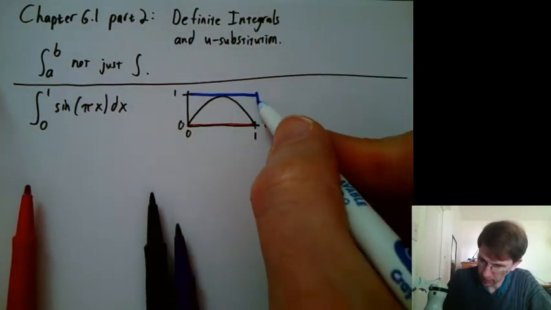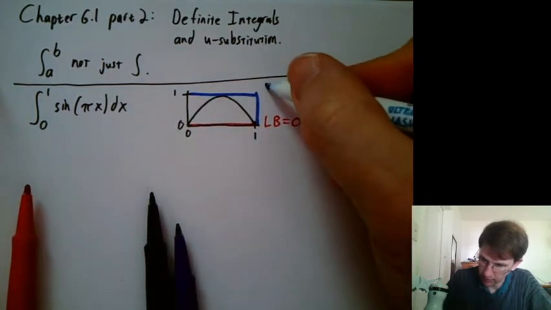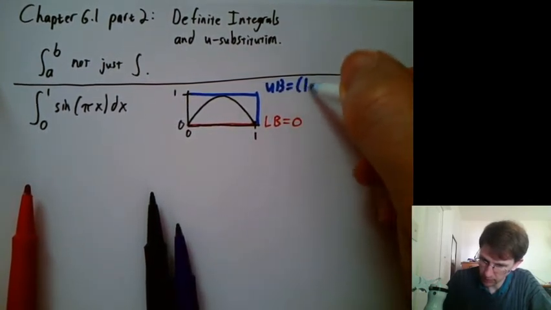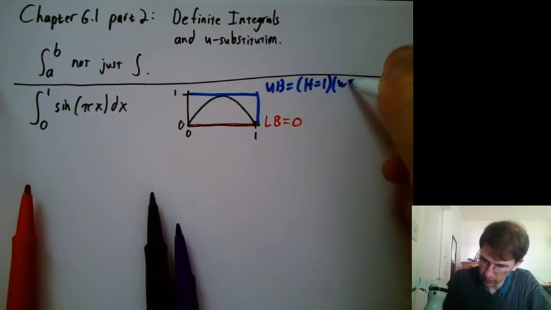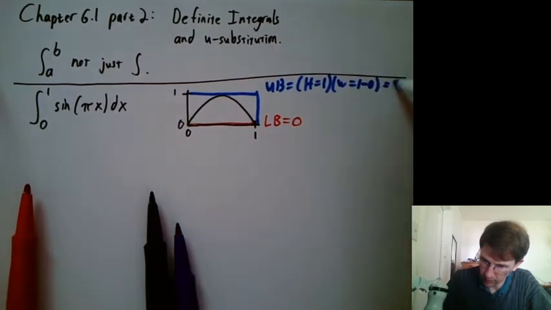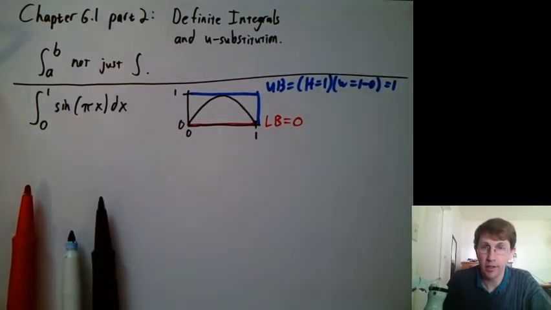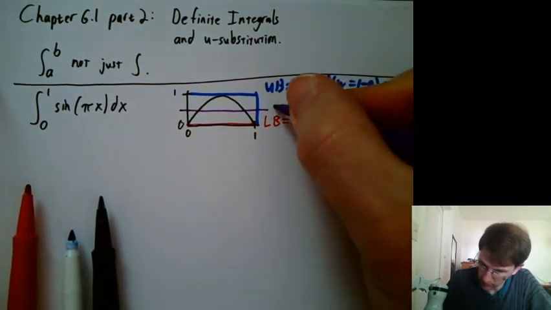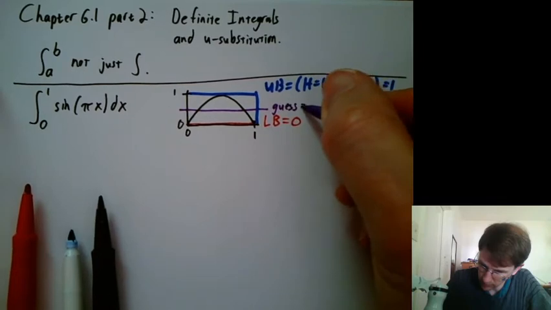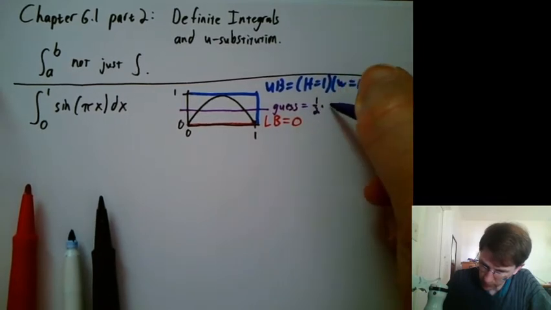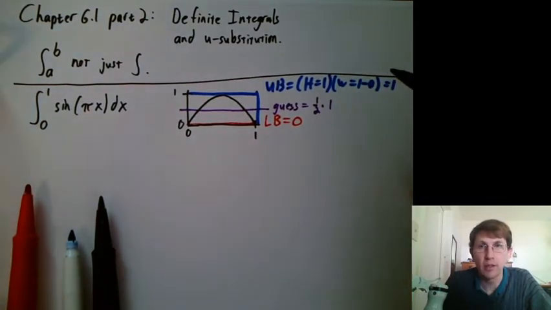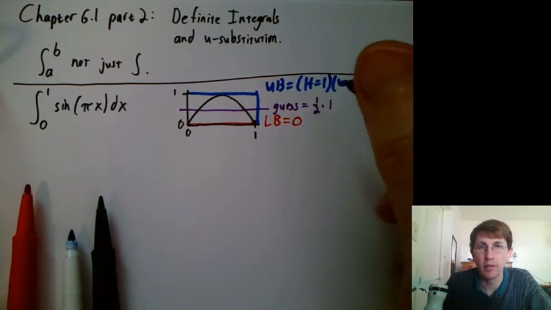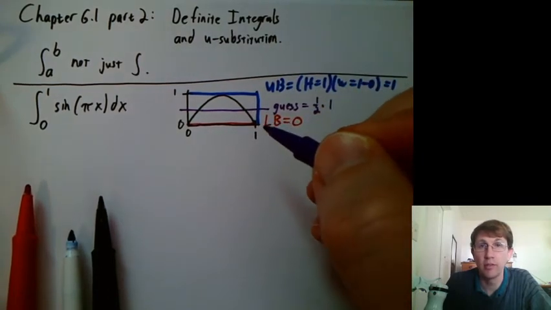The function tops out at 1 and has a width of 1. So a height of 1, width of 1 minus 0 is 1. And then a guess would be our kind of average of those two. So 1/2 times width of 1. And do you think the guess is higher or lower than the actual value of the integral?